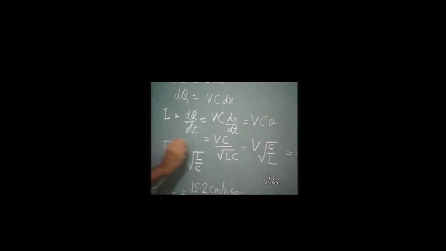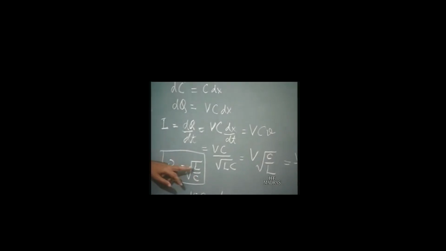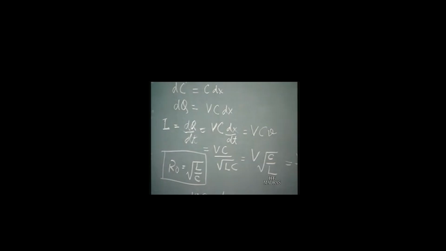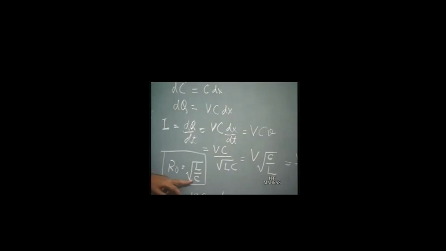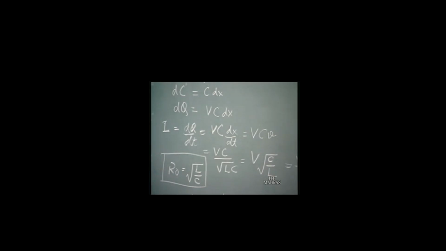So this is the characteristic impedance of the line. It is related to the inductance per unit length of the line and the capacitance per unit length of the line. In fact, in this transmission line, if the two lines are brought closer to one another, the capacitance goes up, the inductance goes down, so R naught will go down. So the characteristic impedance of the line depends on the geometry of the line.